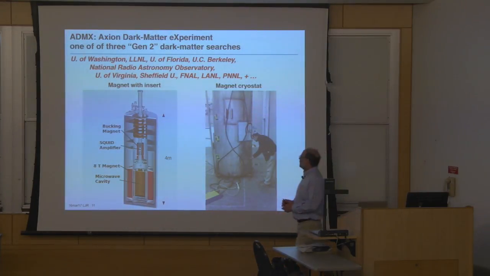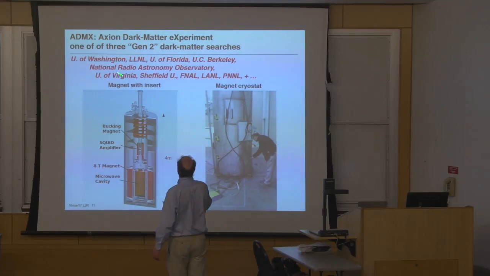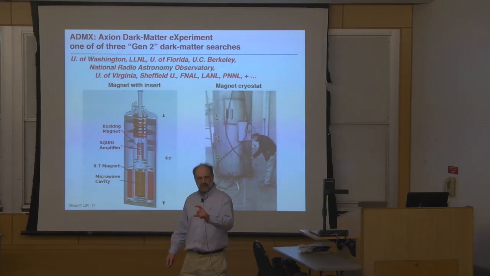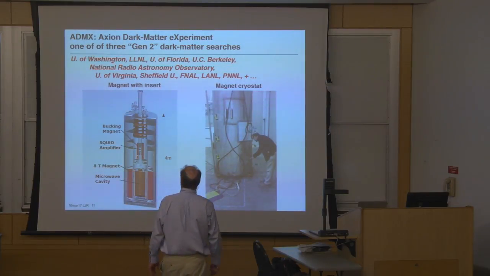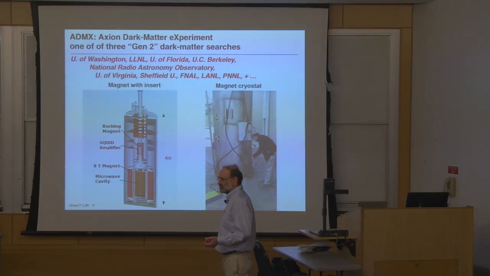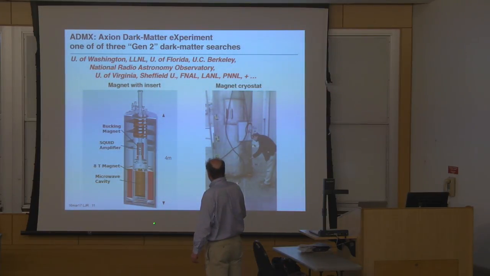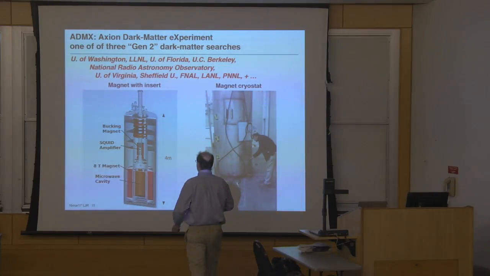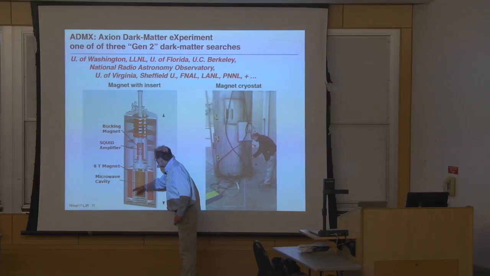So this is sort of the realization of the experiment. We're a collaboration with a bunch of institutions. Won't go into details. We are one of the three Gen 2 dark matter experiments. We're the tiny one in the Gen 2 portfolio relative to the one you heard about from Harry Nelson. They're about a factor of 10 more in dollars than we are. This is a cartoon of the experiment. The experiment is 4 or 5 meters tall. And here's the cryostat for the experiment. Here are the superconducting magnet coils. And here is the insert here. Here's the microwave cavity here.